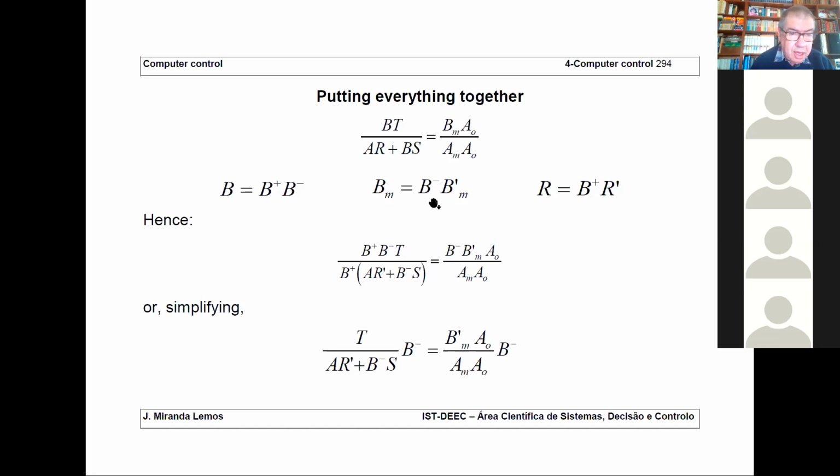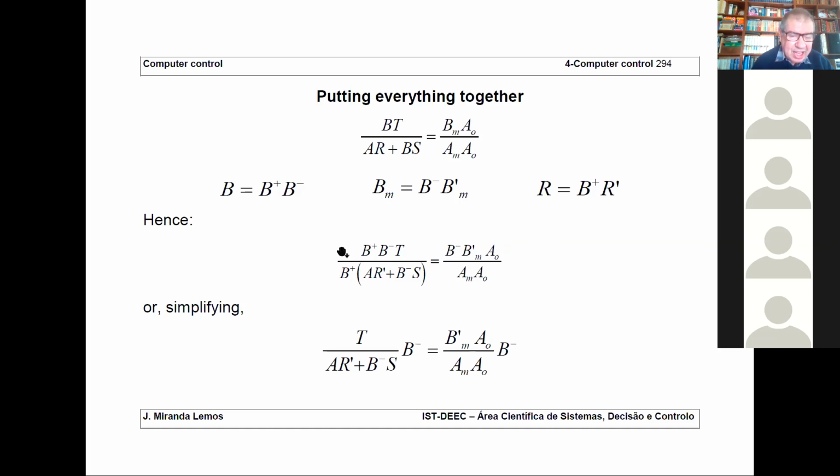Now, B plus is a factor of R because R is B plus R prime, and this is a factor of B plus B minus. So we put B plus in evidence here, okay? And you write the first equation in this form, okay? So this is just algebra. Now, we can simplify things because of B plus, you can do this cancellation, okay?